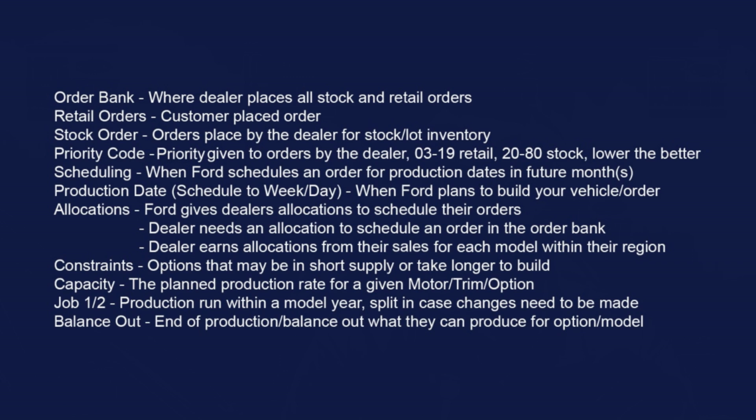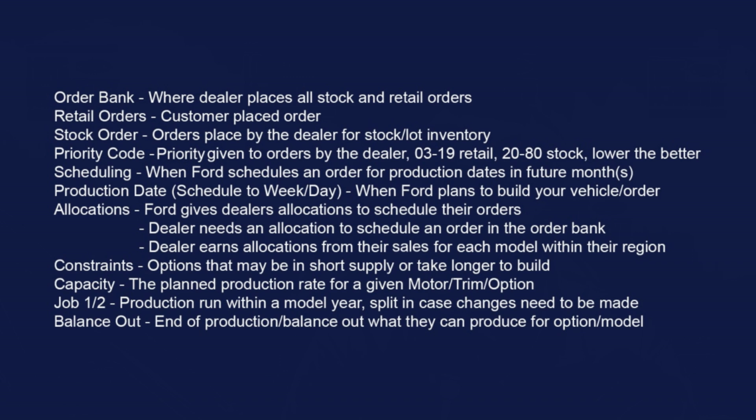Allocations. Ford gives dealers allocations to schedule their orders. A dealer needs an allocation to schedule an order in the order bank. Just because an order's in there does not mean that it'll get scheduled for a production date. A dealer earns those allocations from their sales for each model within their region. So if a dealer takes more orders than what they normally get allocations for, it may take more than 1 month to get them scheduled.